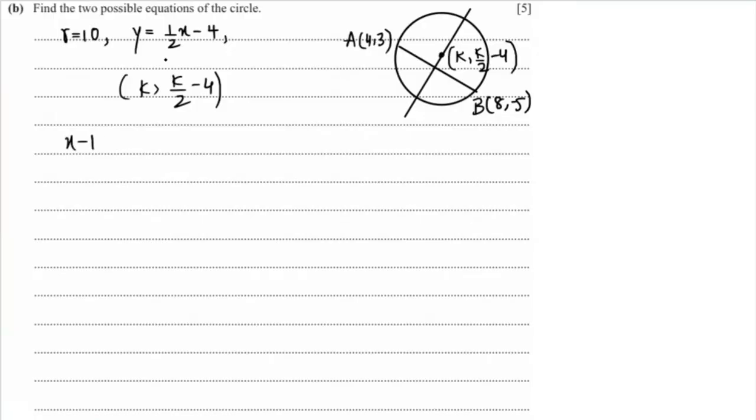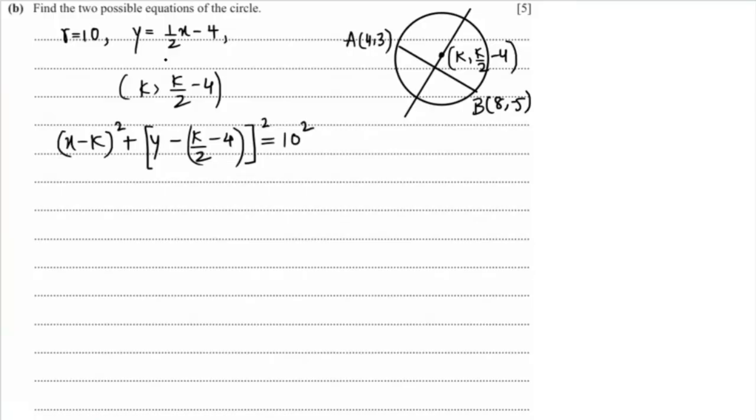So (x minus k) squared plus (y minus k over 2), let's just keep it in the bracket, this is the y coordinate of the center, squared, equals 10 squared, right?